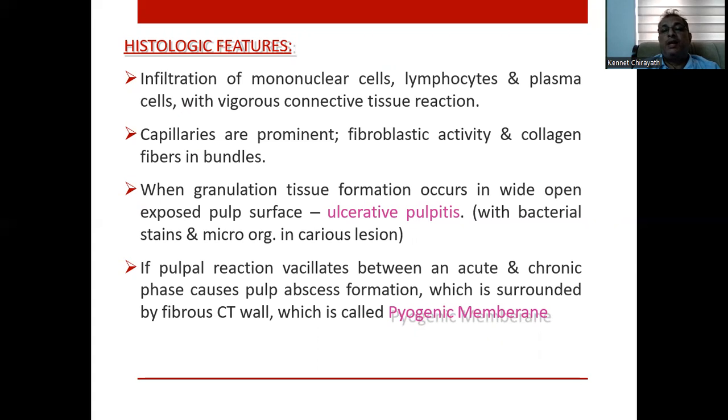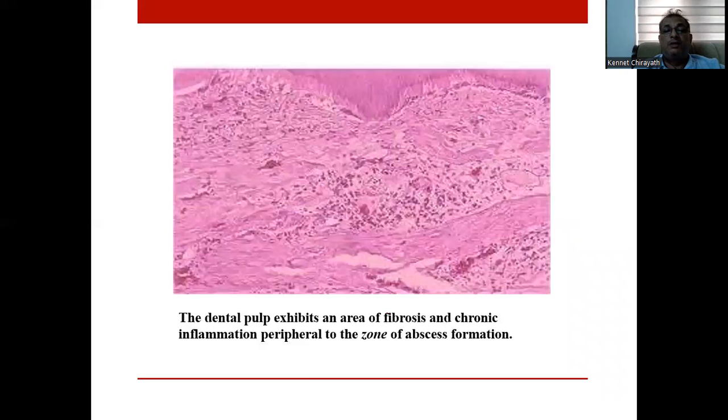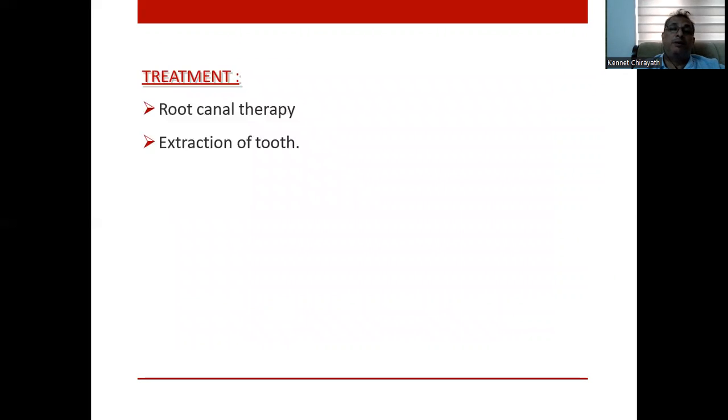If the pulpal reaction vacillates between an acute and chronic phase, it causes pulp abscess formation, which is surrounded by a fibrous connective tissue wall called the pyogenic membrane. So these are the clinical features. The dental pulp exhibits an area of fibrosis and chronic inflammation peripheral to the zone of abscess formation. Okay, the treatment is root canal therapy and extraction of the tooth.